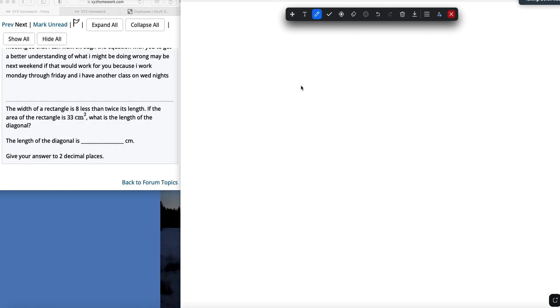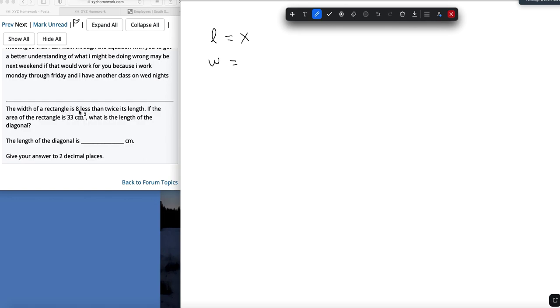So let's see how this reads. The width of a rectangle is 8 less than twice its length. If the area is 33, what is the length of the diagonal? Okay, so we got a couple of different things going on there. I'm going to let the length be x, and then the width in terms of x. I'm just changing it to x instead of L because my L's are kind of funky looking and x is easier for me to look at when I'm solving.